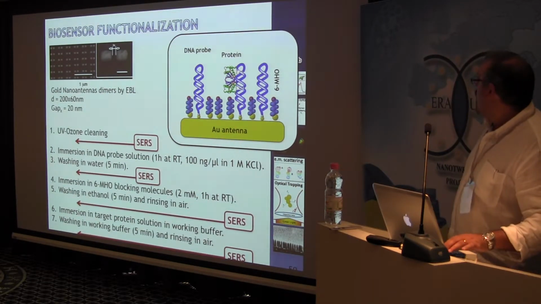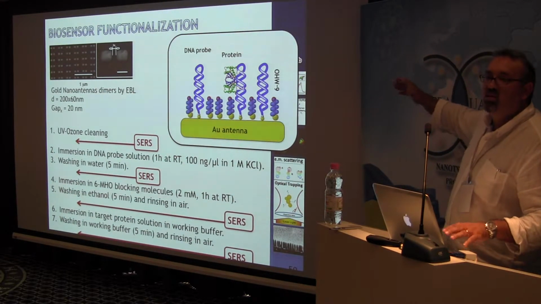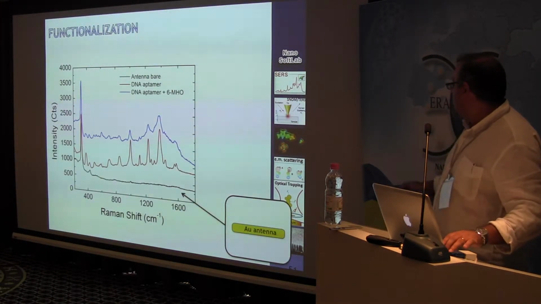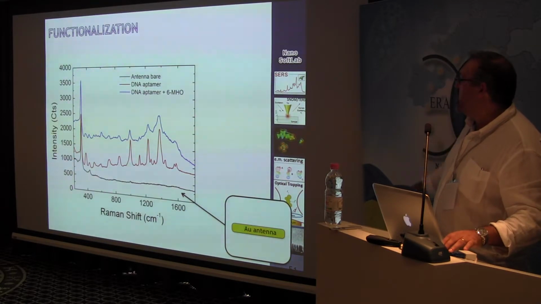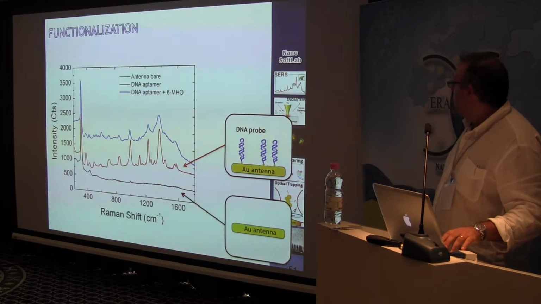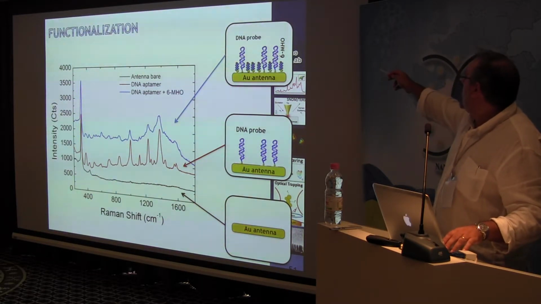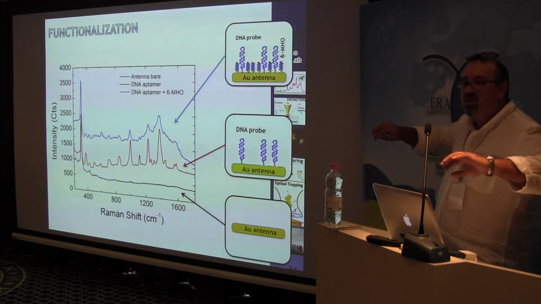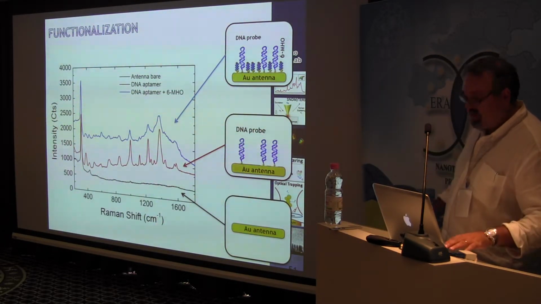Of course, at each step we want to be sure that nothing strange happens. So at each step we take SERS. What happens is, if we take the bare nanoantenna, we don't have any signal. We put DNA, we get SERS of DNA. We put the 6-mercaptohexanol, and we still get the SERS of DNA, but elongated, with the peaks that are broader.